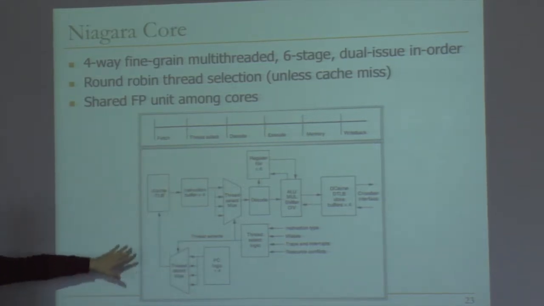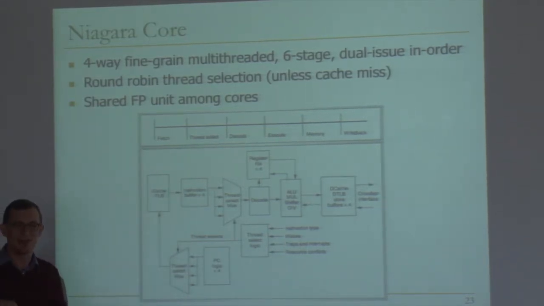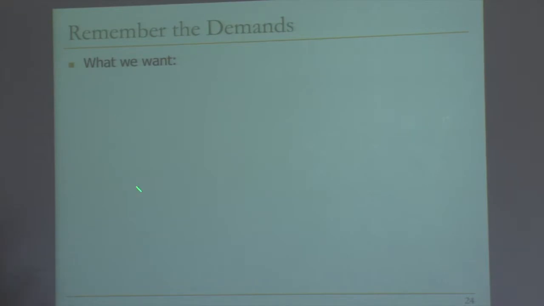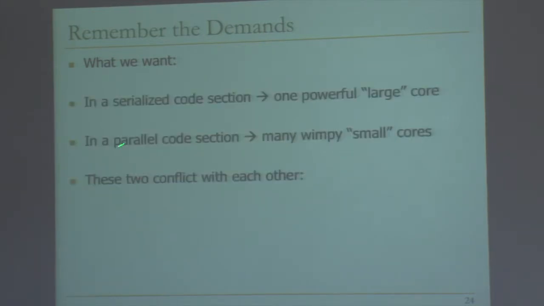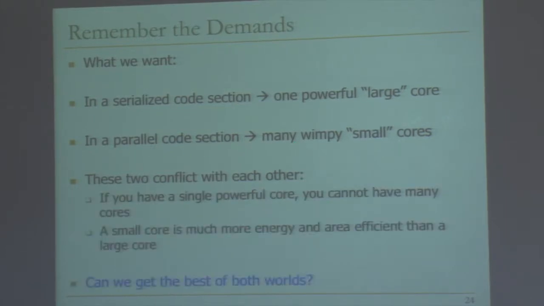But Sun actually moved towards making the cores bigger and bigger. And IBM moved towards making the cores kind of smaller and smaller, such that you could put more cores on the chip. Because they both figured out that they're not at the best place between this trade-off, because the demands are not just for the large core, not just for the small cores. You really want a piece of both. And we've talked about this already. In a serialized code section, you want one powerful large core. In a parallel code section, you want many wimpy small cores. So the key question is, can we get the best of both worlds?